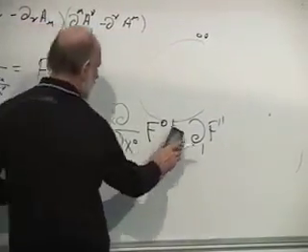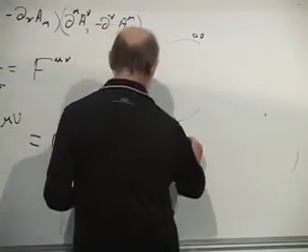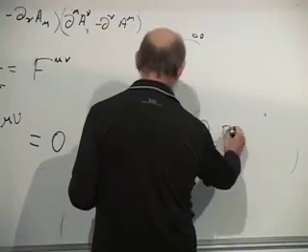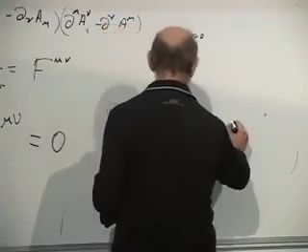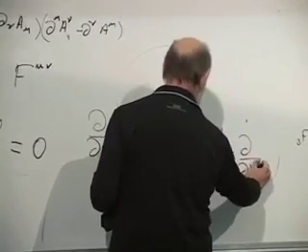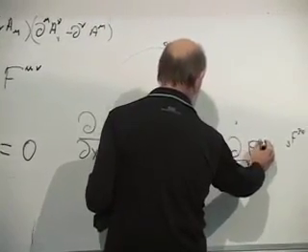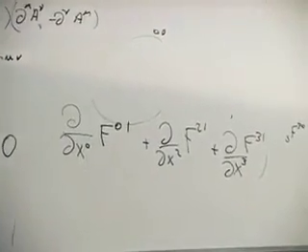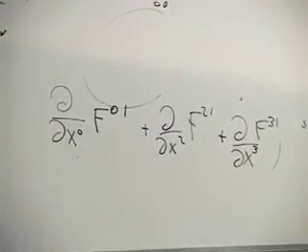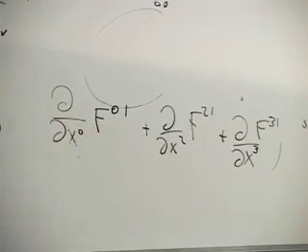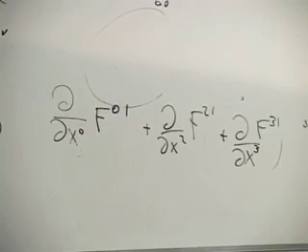F11 is 0. And then we have plus d by dx2 of F21 plus d by dx3 of F31, I believe. Is that correct? I think that's correct. Okay, what's this term here? That's the time derivative of the electric field. That's this one. What's over here?